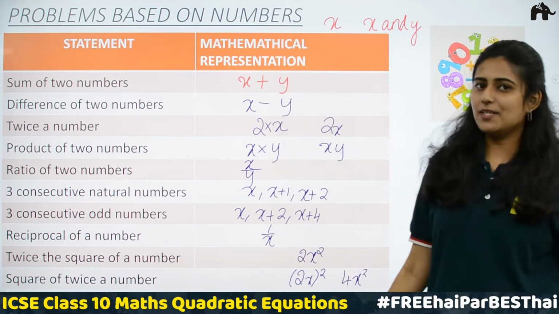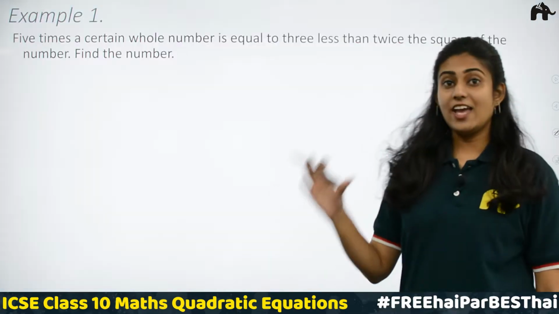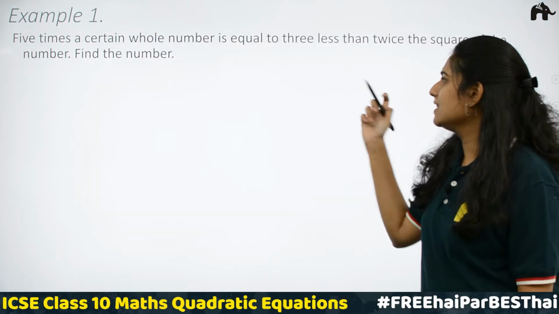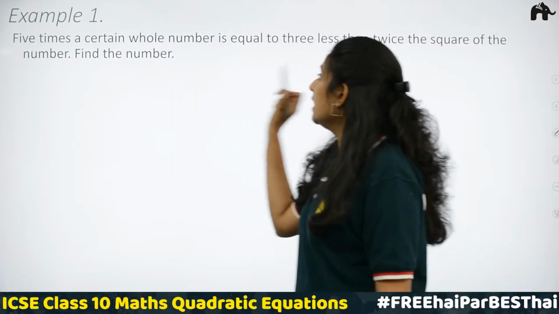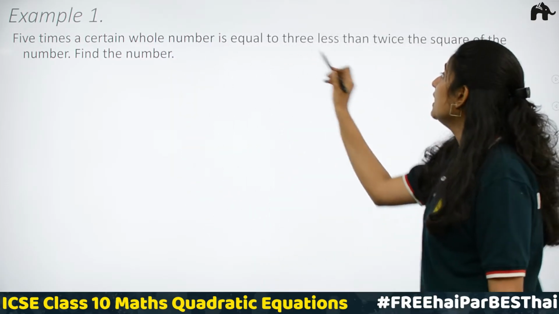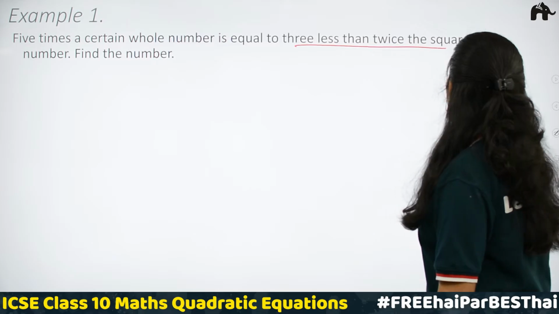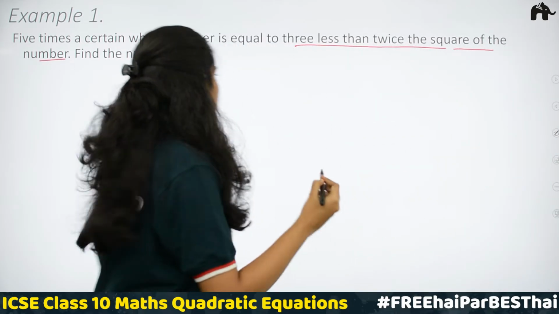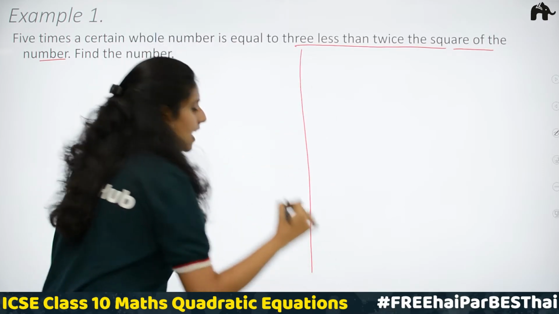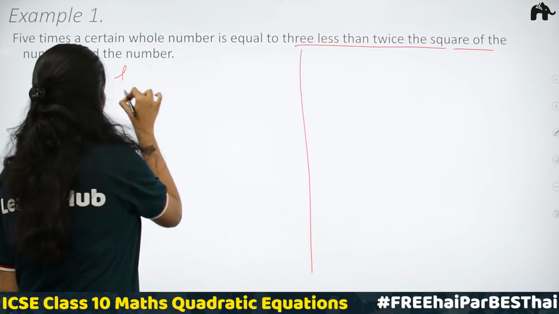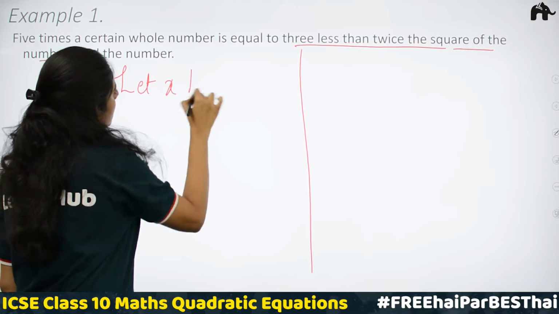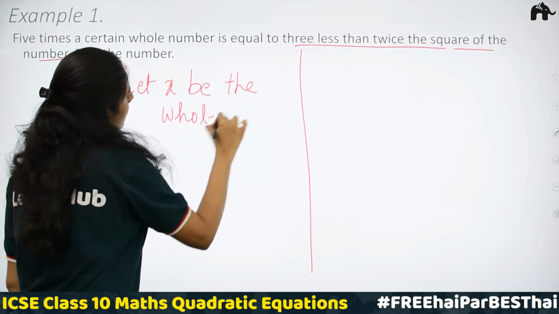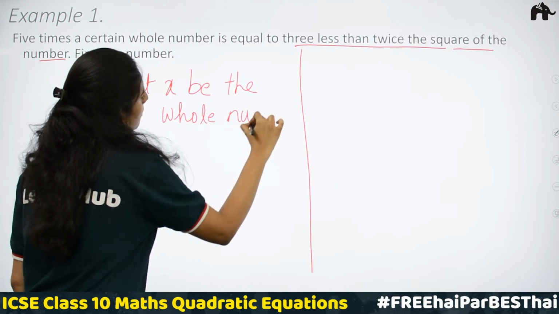Let's solve some examples and understand these in detail. We have studied how to convert the statements into mathematical form. Let's take this example. 5 times a certain whole number is equal to 3 less than twice the square of the number. Find the number. Okay. In that case, first step is to take the number as x. Let x be the whole number. Okay. x is our whole number.